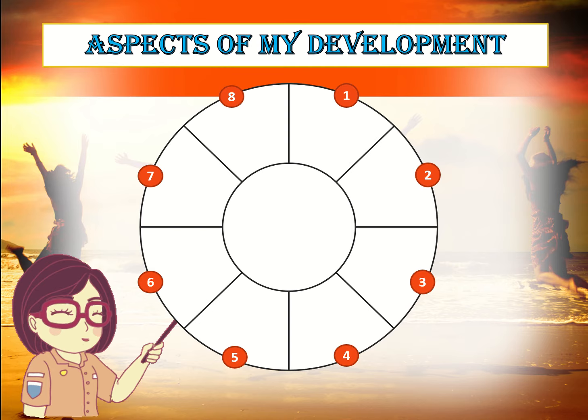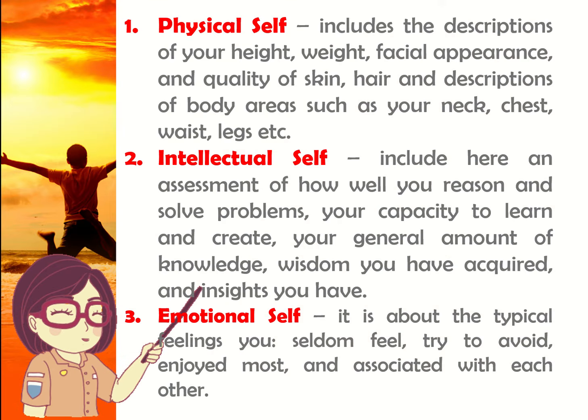Okay. So, now let us proceed to the guides for what you will put per segment. So, in the first segment, it's all about your physical self. So, you have a physical self, right? It's very easy to understand. It's all about your physical aspect. So, it includes the descriptions of your height, your weight, your facial appearance, the quality of your skin, your hair, your description of your body areas such as your neck, chest, waist, legs, feet, and etc. or other parts of your body.